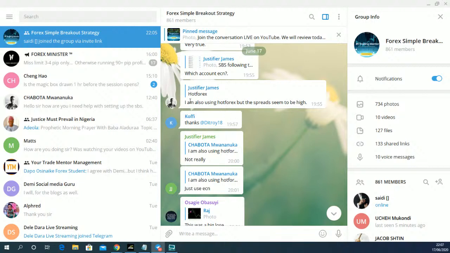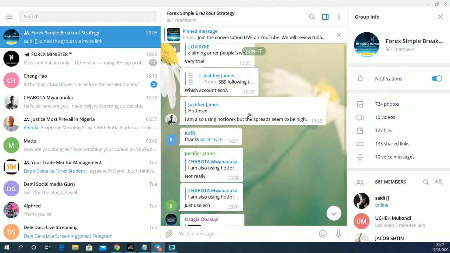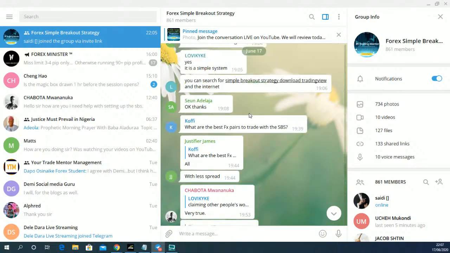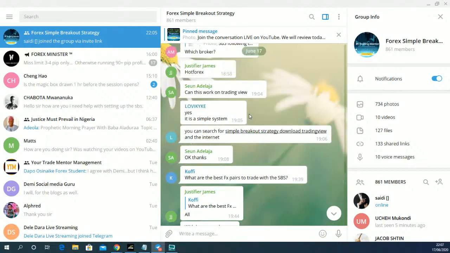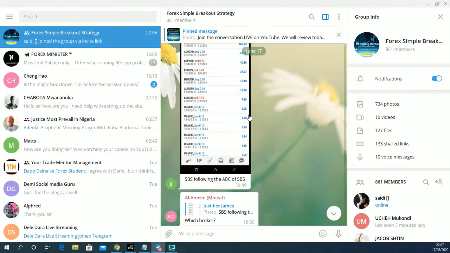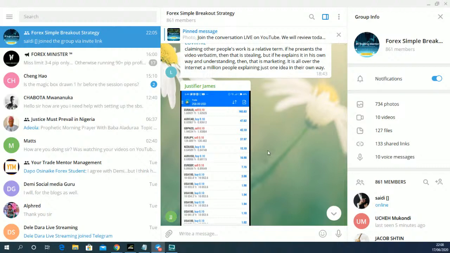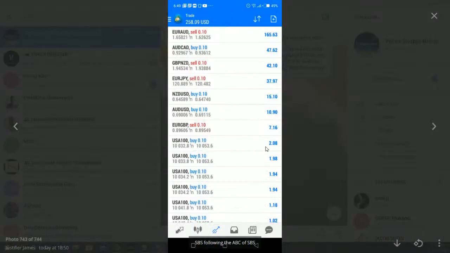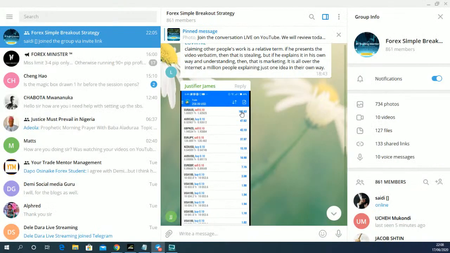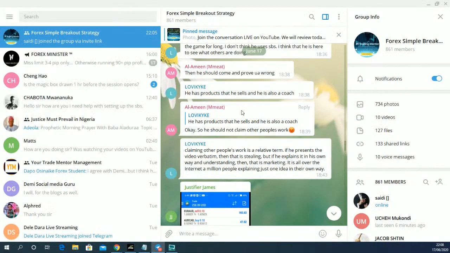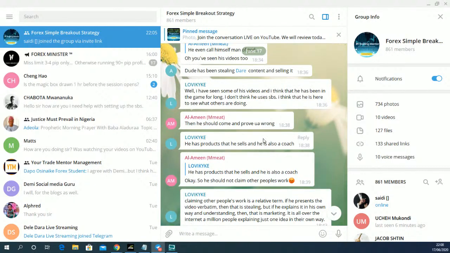See, somebody is saying it's also with Hot Forex. So you discuss brokers, which broker you are using, your experience with the brokers, and you post your results as well. If you use the SBS strategy, post your result. If you do not use the SBS strategy, please don't confuse anybody and post wrong results. Post the result that you have got with the SBS strategy. So a lot of questions, and people are here to answer your questions.